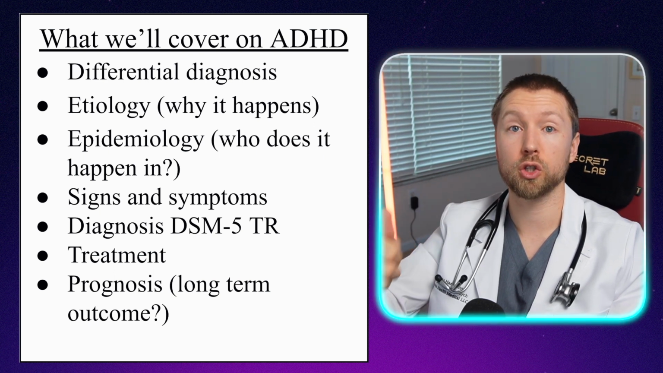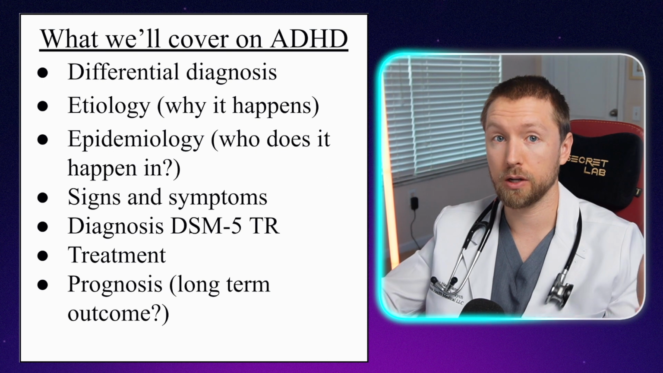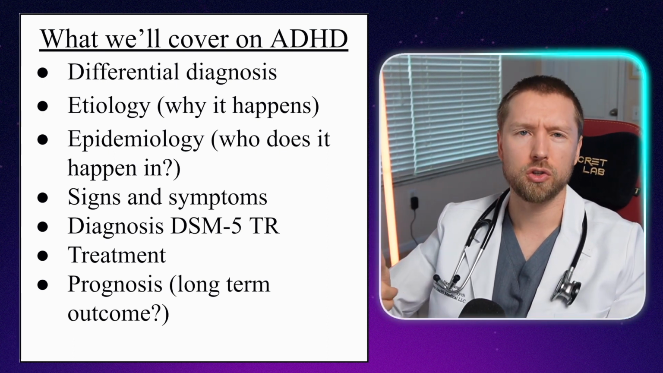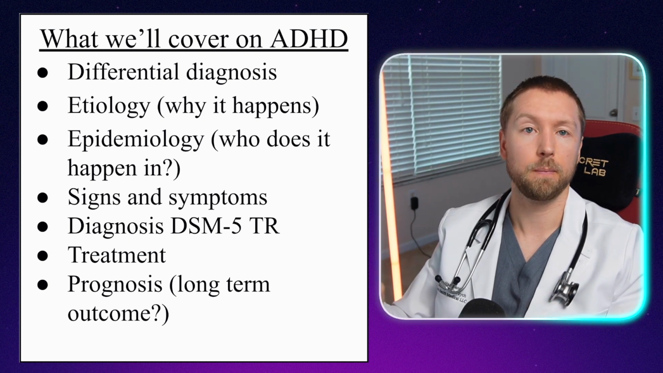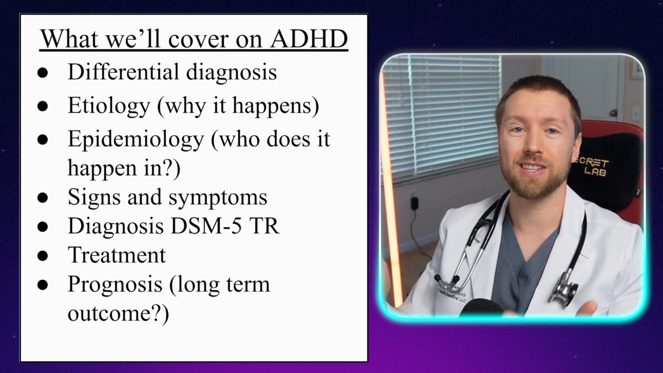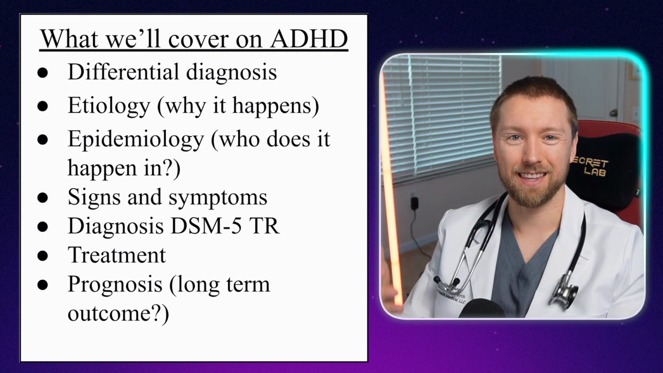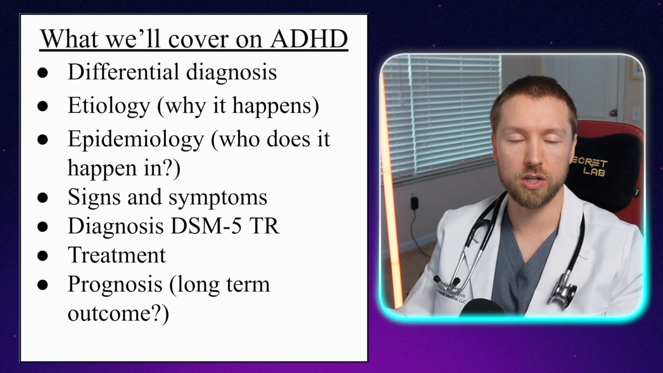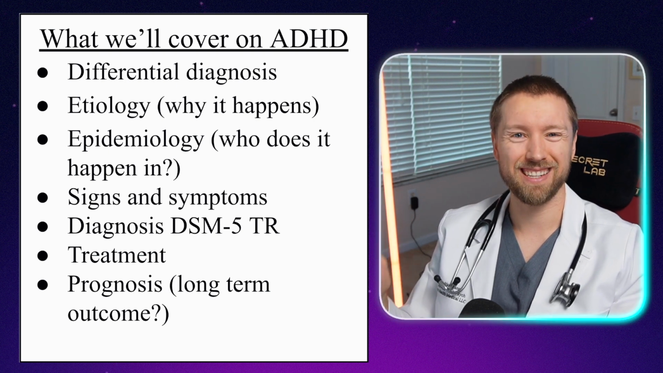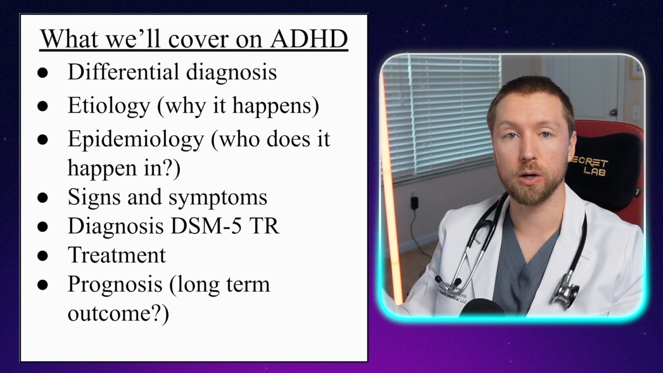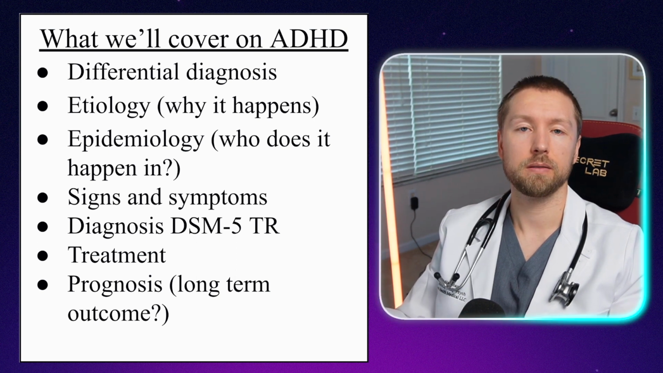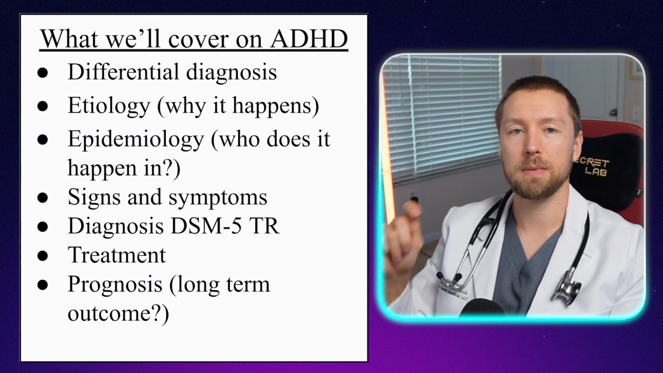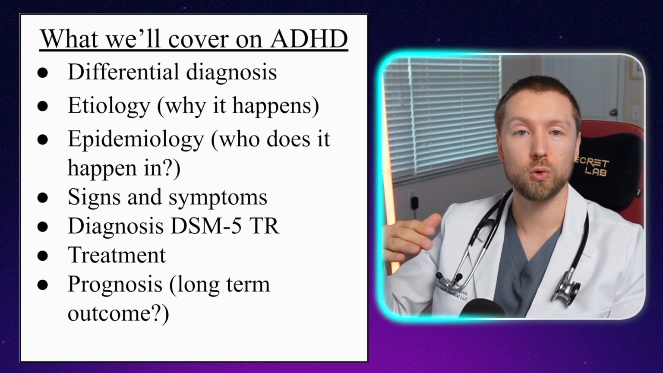We're going to cover the differential diagnosis, meaning all the other diagnoses you have to think about when you're concerned about ADHD, the etiology, so why does this happen? How does this happen? The epidemiology, who does this happen in? What kind of population? The signs and symptoms. What are we seeing in people who have ADHD? The diagnostic criteria, DSM-5-TR, so how to diagnose ADHD. The treatment, namely which medications are prescribed for ADHD. And the prognosis, meaning how do patients with ADHD do long-term?